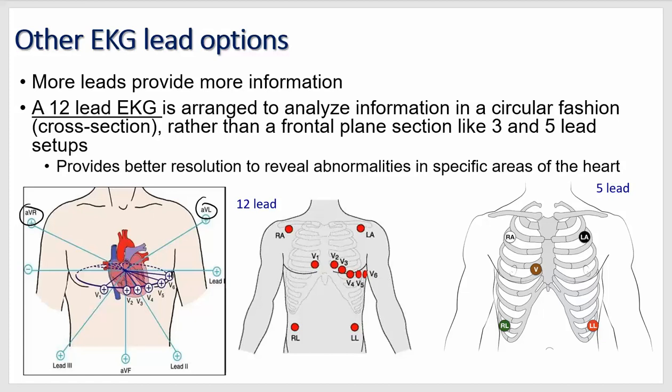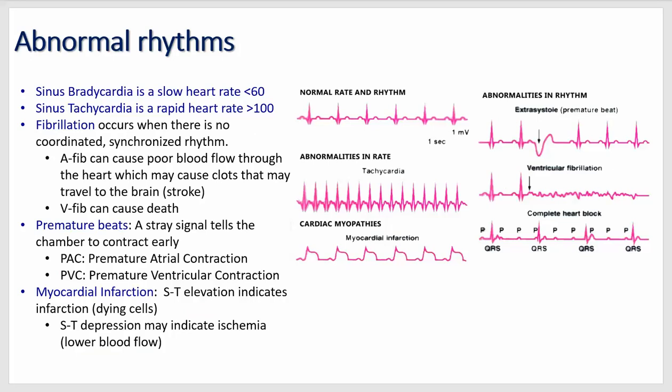Okay, let's see. So this is our 12 lead. That's the big one that can give us the most information. 5 lead gives us a little more information than the 3 lead. So what do we find out from all of this? We find out that there are some abnormal rhythms. There are some that you just need to know, like sinus bradycardia.